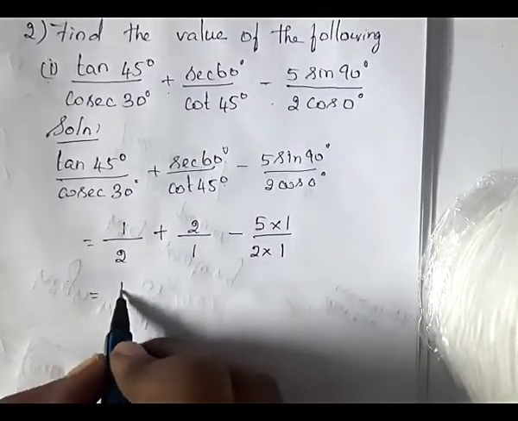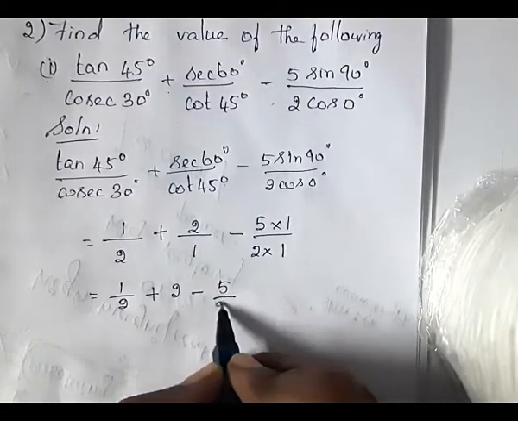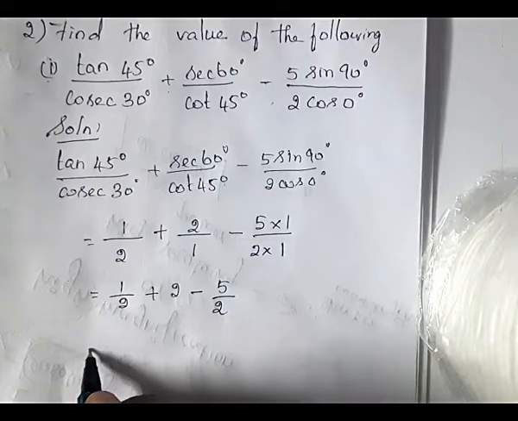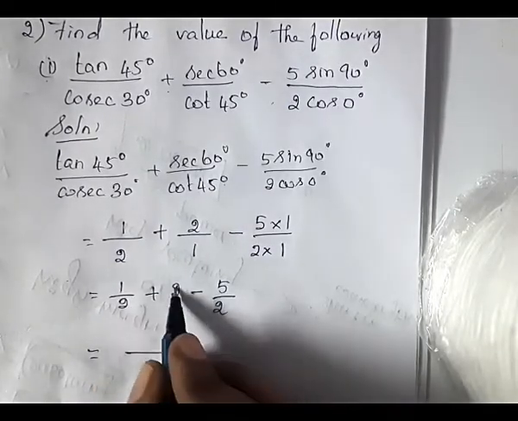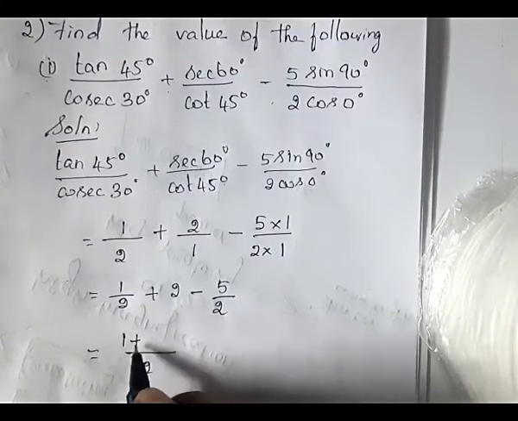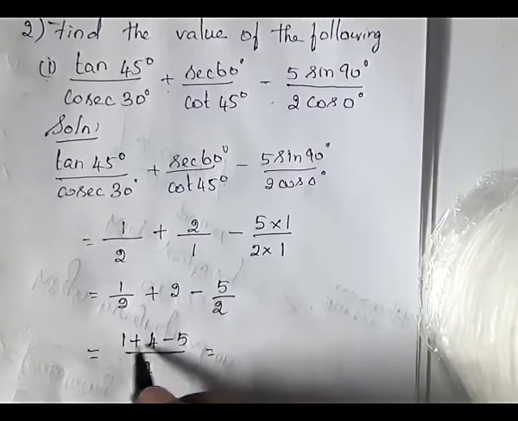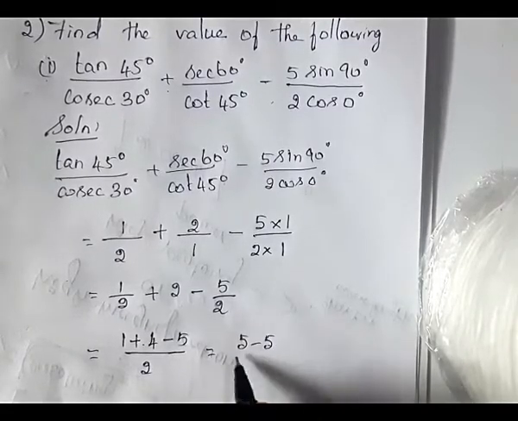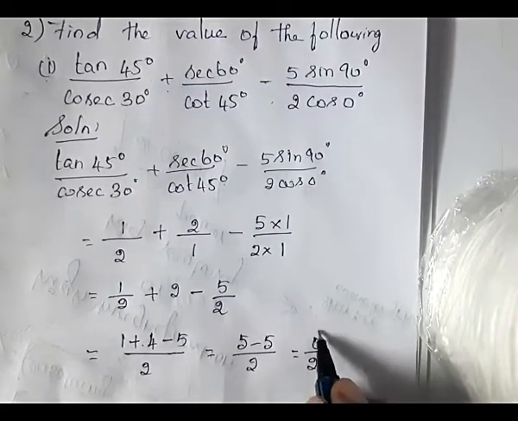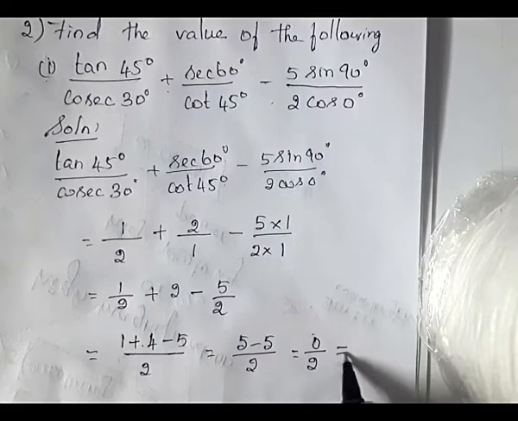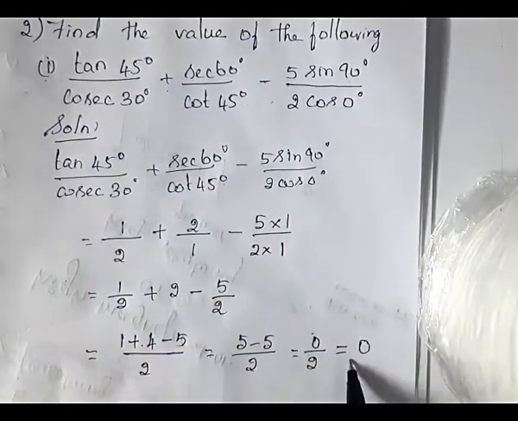To simplify it, 1 by 2 plus 2 minus 5 by 2. And take LCM. LCM is 2. Both have 2, so here only 1 plus, multiply it, 4 minus 5. That is equal to 1 plus 4, 5 minus 5 by 2. That is equal to 0 by 2. If the numerator is 0, your answer is equal to 0. So the value of this is 0.